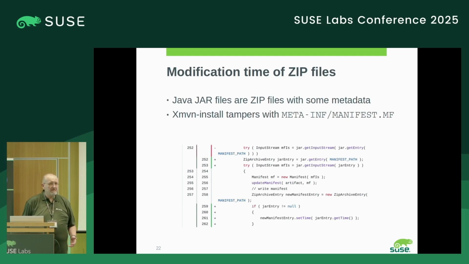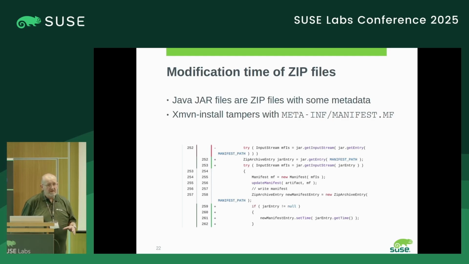Then another thing is when we came to a point where we were more or less reproducible everywhere, we started to pick needs. And one of the needs we picked was that zip file, all the jar files in Java, they are zip files with some metadata, and the zip files have different modification time. So we went again through the toolchain, and we were looking where the zip files are created, and we tried to patch it there.